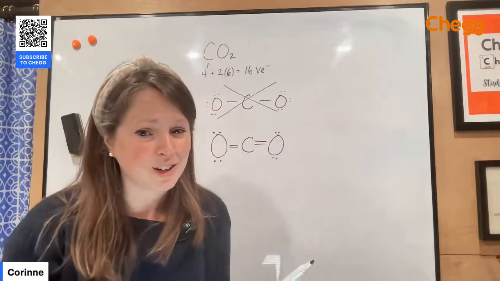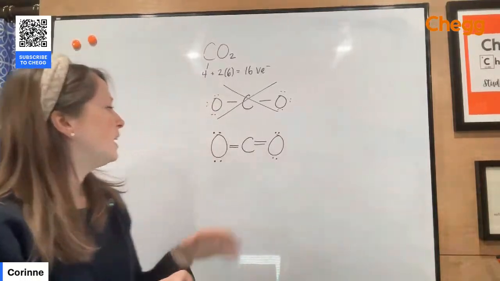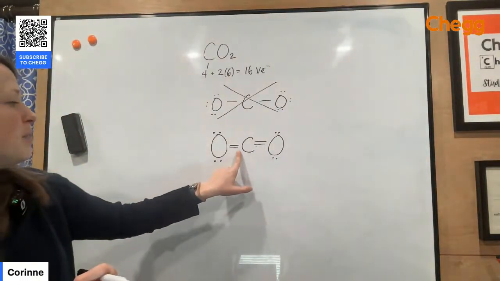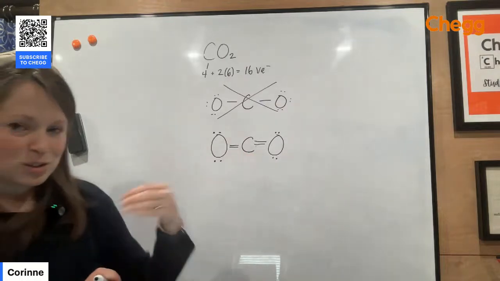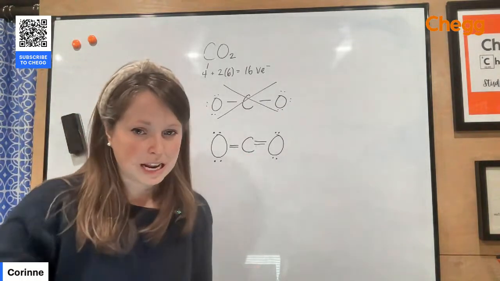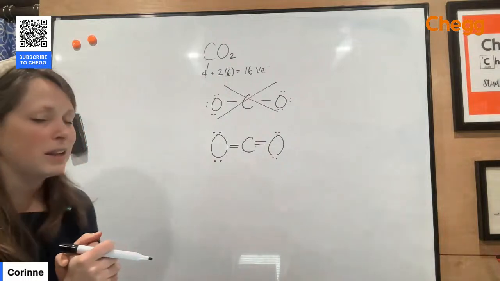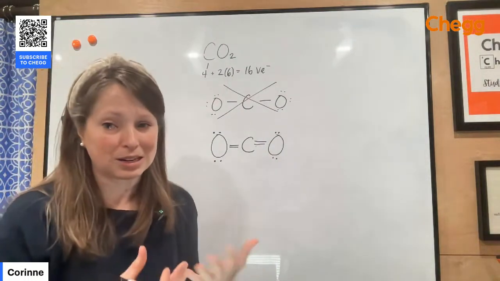Other things you might need to know associated with these double bonds: as we increase the number of bonds, the bond length is going to decrease and the bond strength is going to increase. So a triple bond is going to be a lot shorter, but also a lot stronger than a single bond.